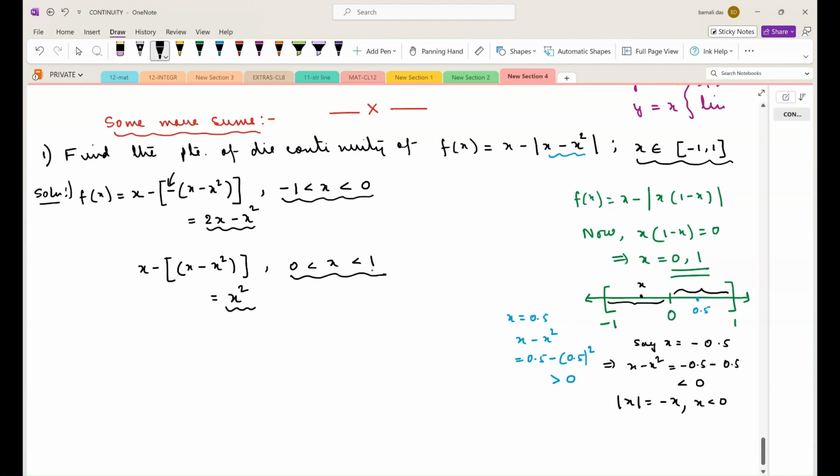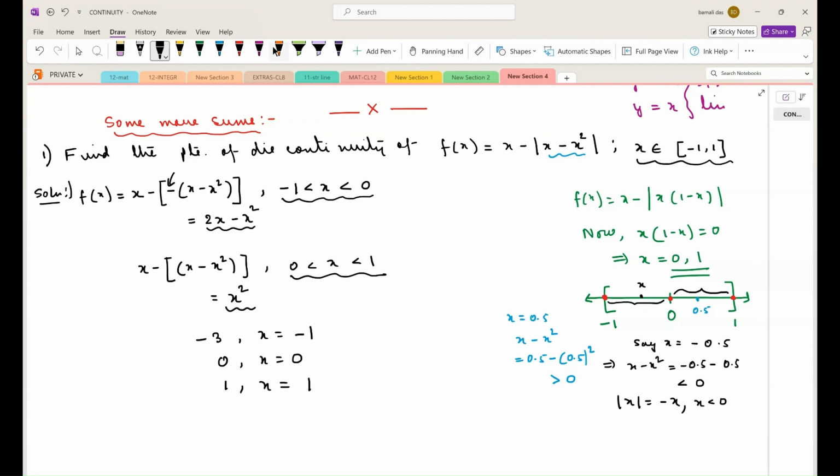So we have found the two intervals. Now let us try to find out what will be the value of the function when x is minus 1, 0 and 1. If you substitute x equal to minus 1, 0, 1 in the original function f(x) equal to this, then you can easily find out the value. So I'm not showing that. In that case, it will be minus 3 when x equal to minus 1, 0 when x equal to 0, and 1 when x equal to 1. So these are the different branches of the function.